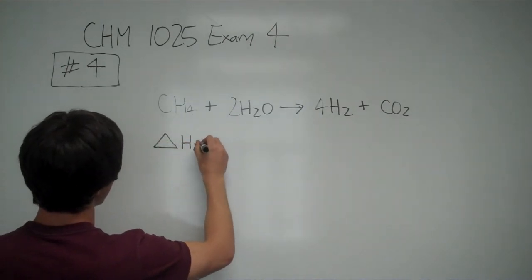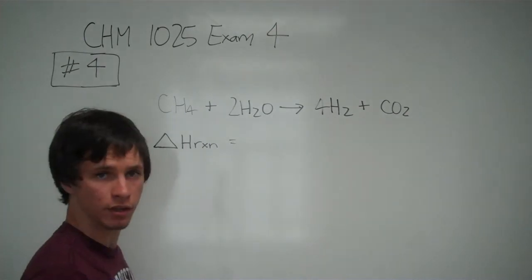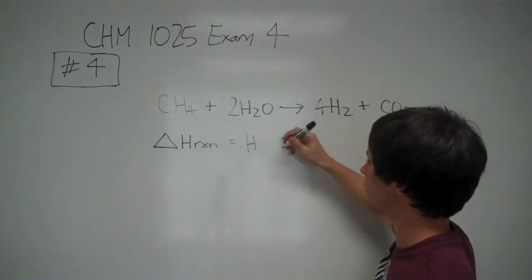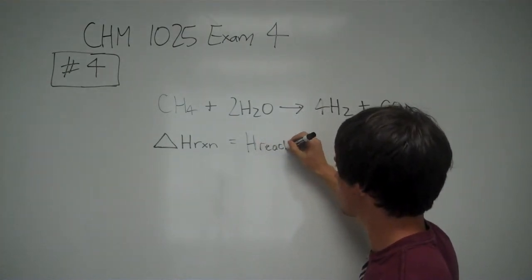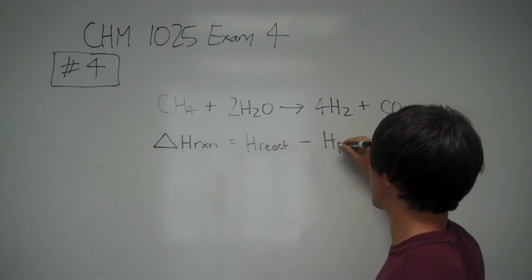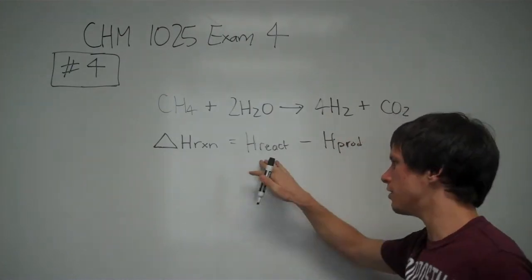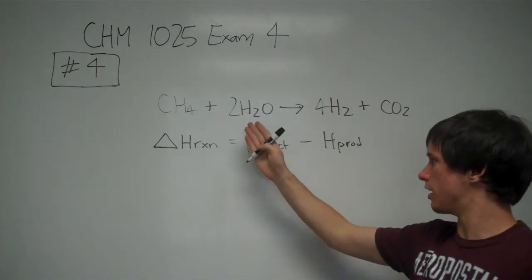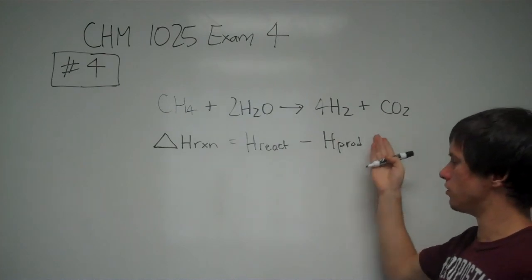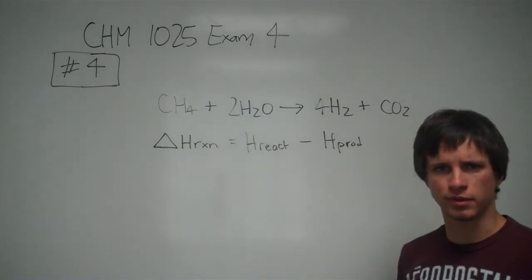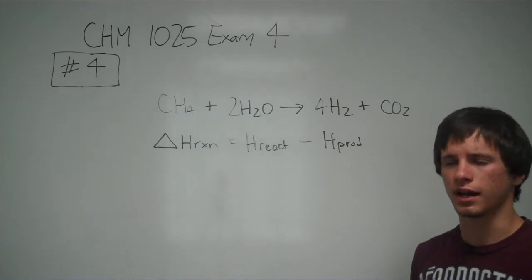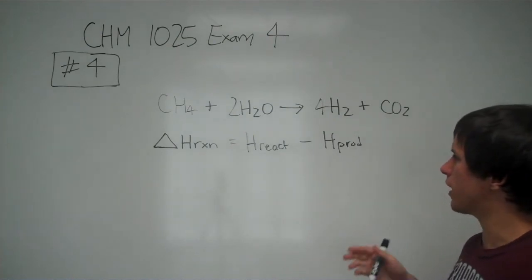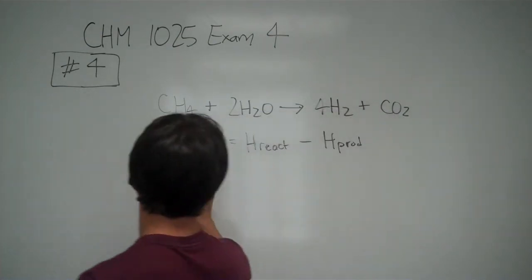When you do this, delta H of reaction is basically the H of the reactants minus the H of the products. And you get these values by adding up all the bond energies on the reactant side and then subtracting all the bond energies on the product side. If you want a more detailed explanation of that, please see the video for question 2. I explained the concepts behind this in greater detail. But for now, we want to figure out the delta H of reaction.